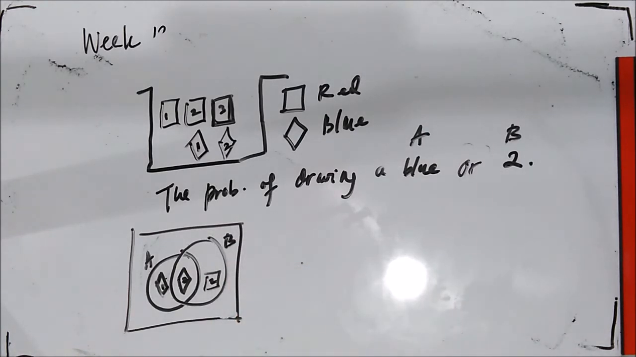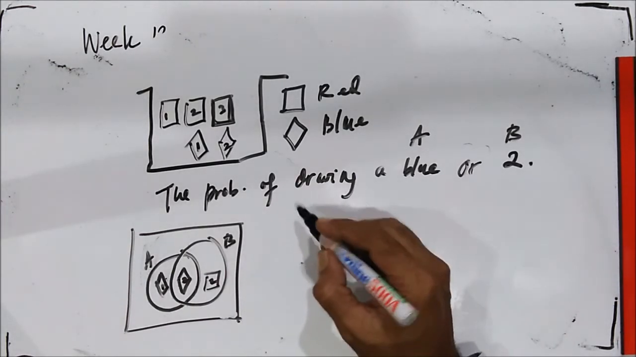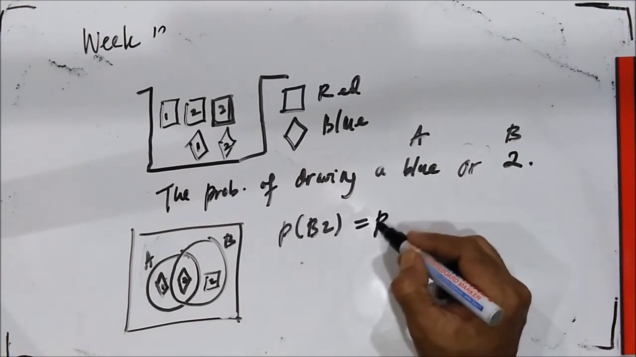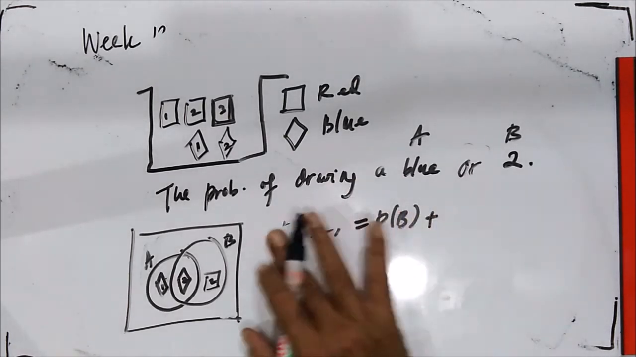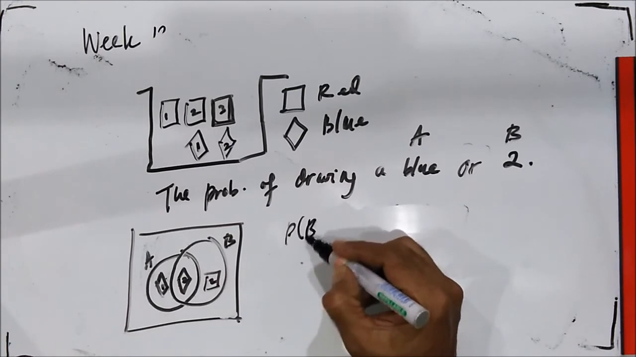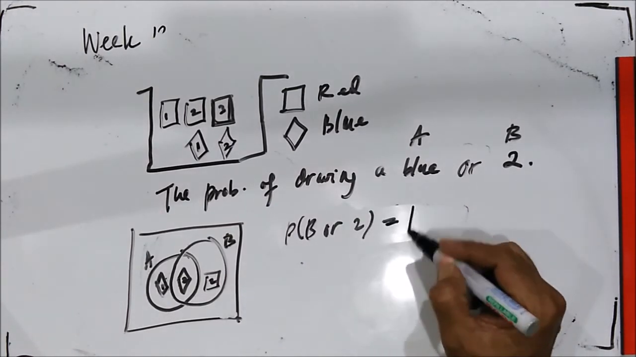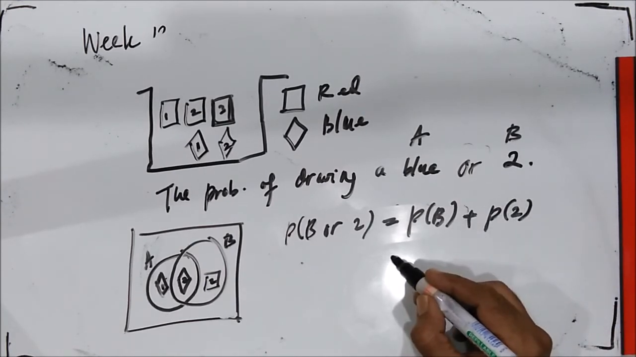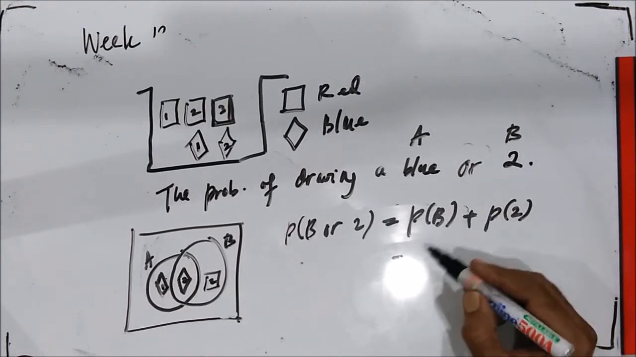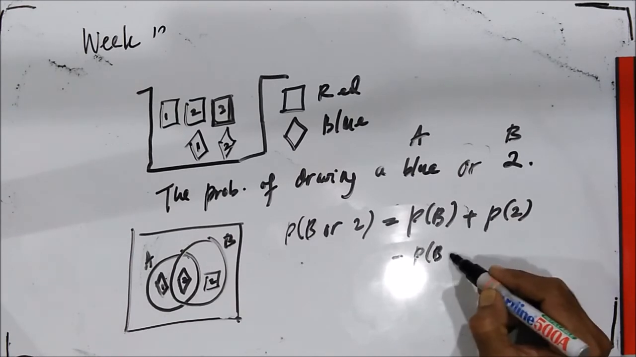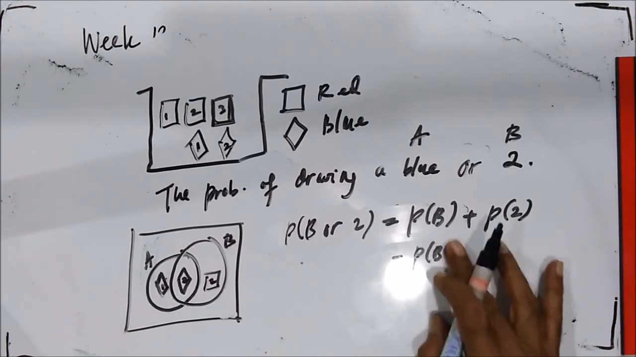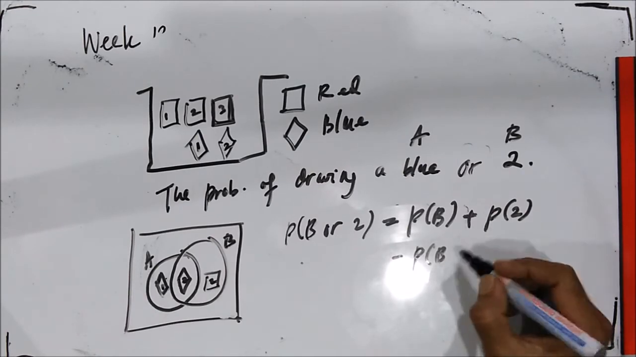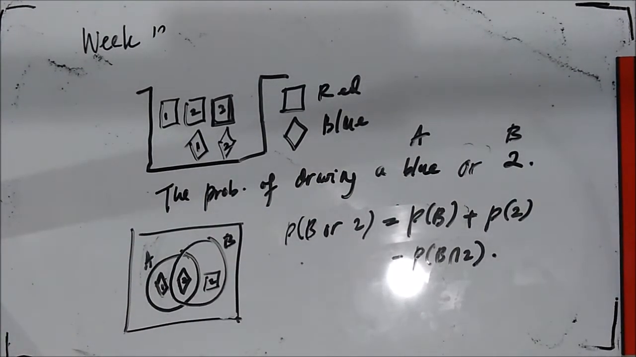So the probability of getting blue or number 2 is equal to the probability of blue plus the probability of 2 minus the probability of blue and 2 intersect, blue and 2.